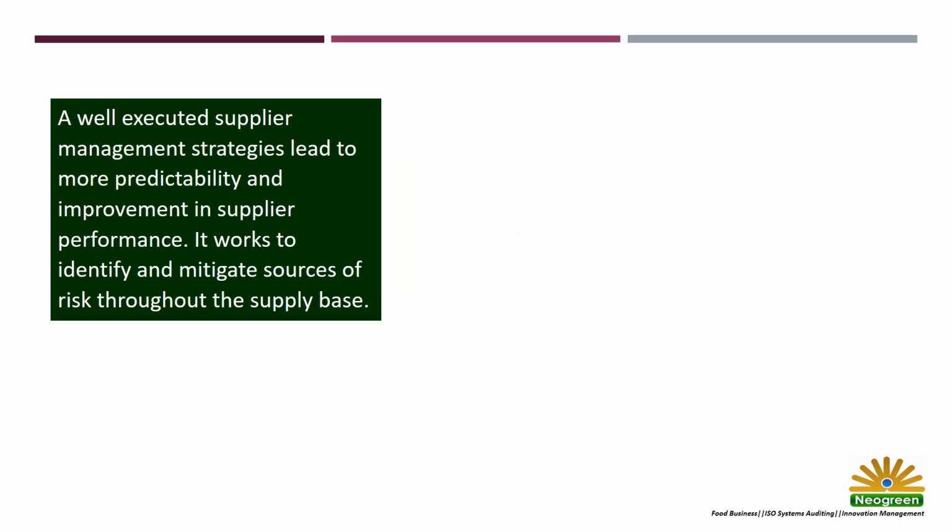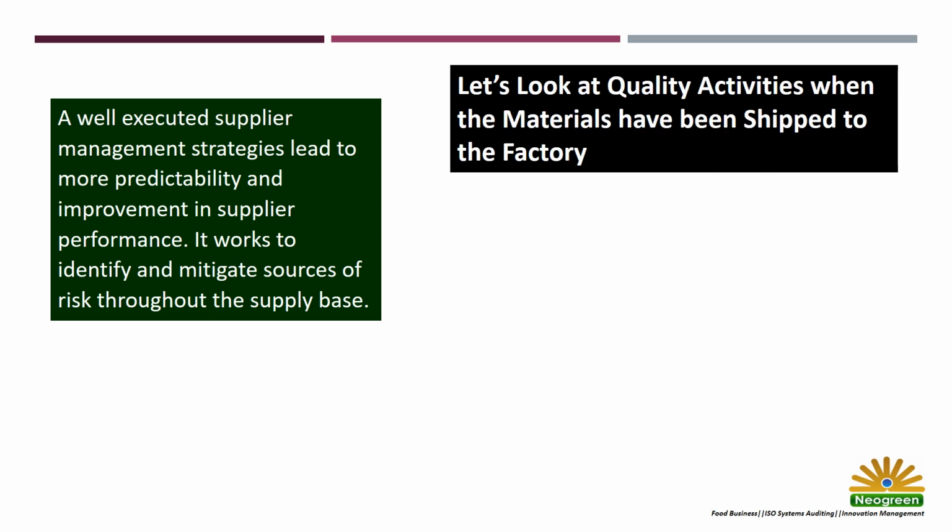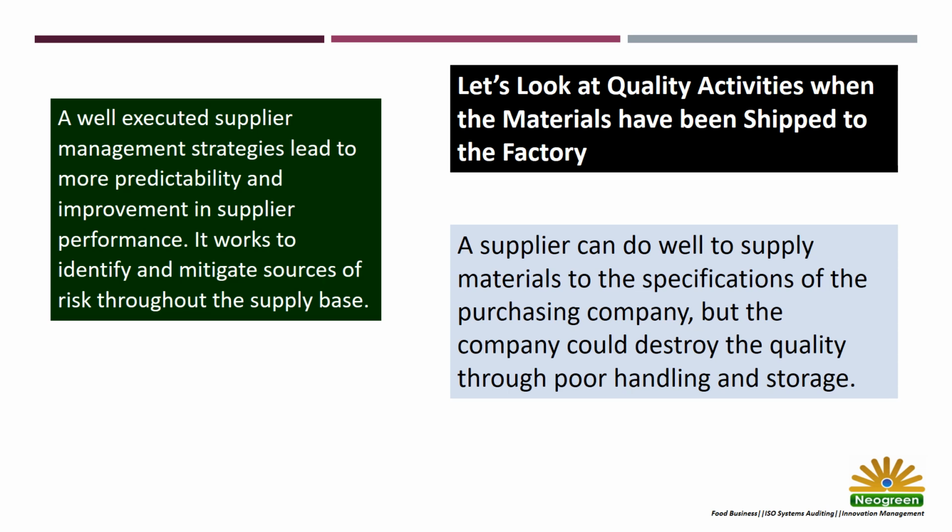A well-executed supplier management strategy leads to more predictability and improvement in supplier performance. It works to identify and mitigate sources of risks throughout the supply base. Let's look at quality activities when the materials have been shipped to the factory. A supplier can do well to supply materials to the specification of the purchasing company, but the company could destroy the quality through poor handling and storage.